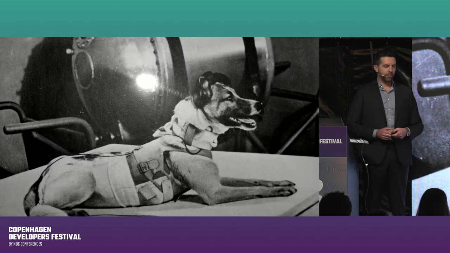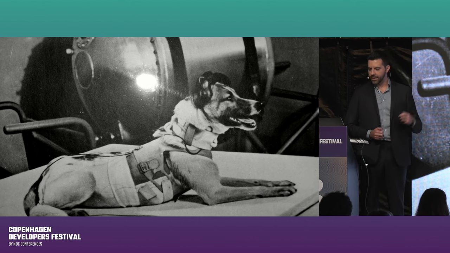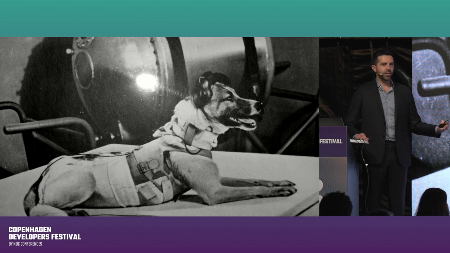And they follow this up by launching some more things into space. This is Laika, first animal to be launched into orbit, and they wanted to demonstrate that living things could actually survive a launch and survive in space. Unfortunately, this one did not survive the reentry.